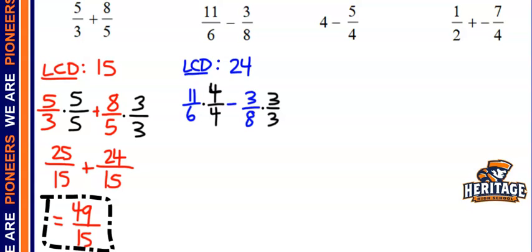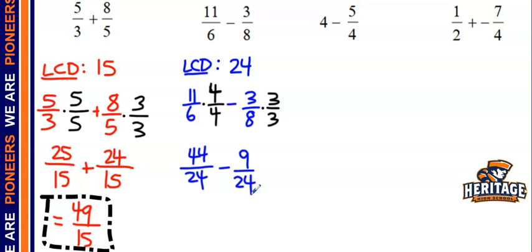Multiply the two pairs of fractions together. 11 times 4 is 44. We already know that the denominator is 24 because that's the whole goal of finding the LCD. Minus 3 times 3 is 9, and then over 24.